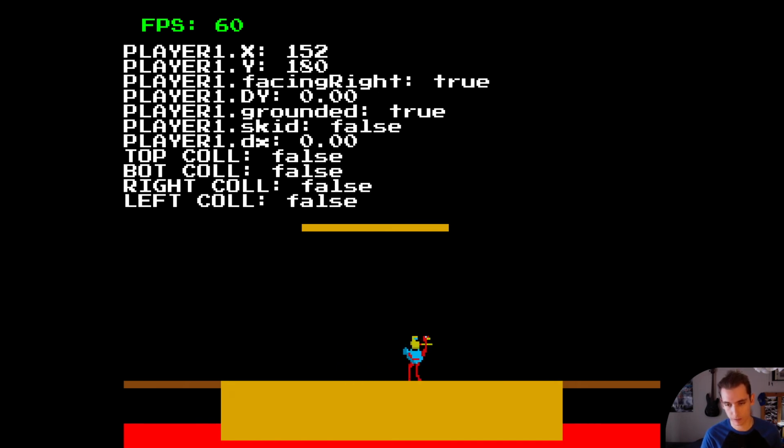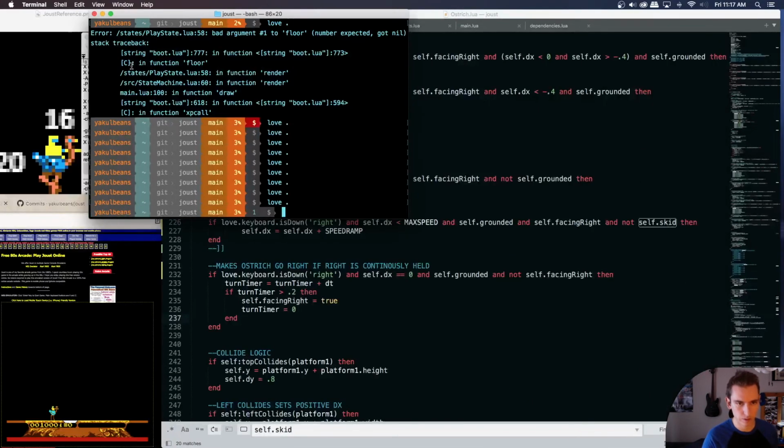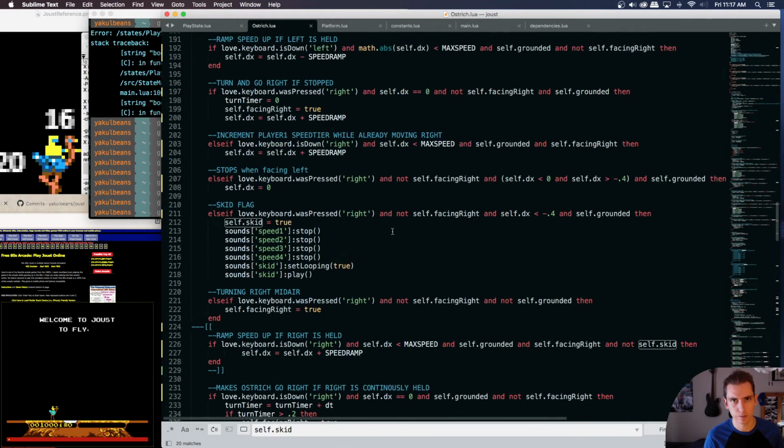If you play it nicely, it cooperates. But it's when you hold more than one input. And it slows down. That's a weird thing. DX is getting slowly, skid. So why is skid not going to 0 as fast as it should be?